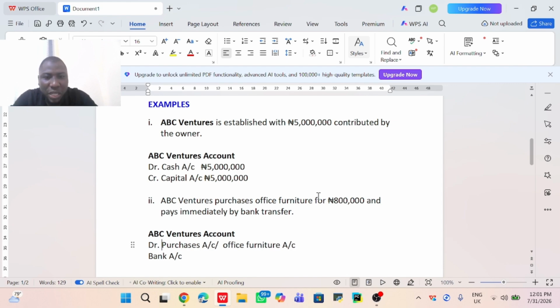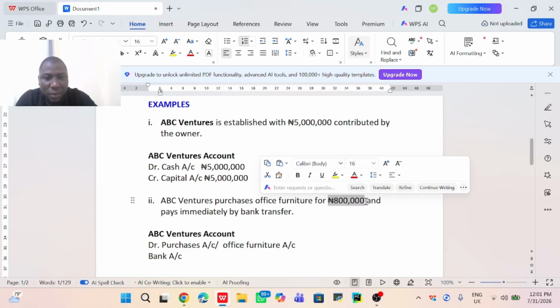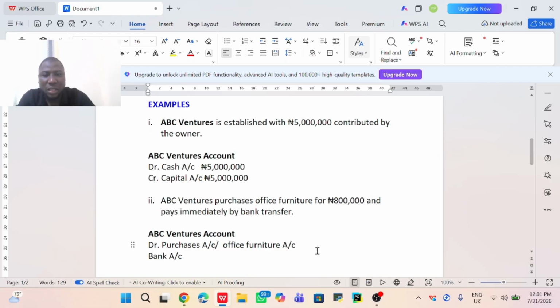With how much? With 800,000 naira. And now, the bank you paid through bank transfer. That means the amount of money you have in your account will reduce. You give out the money from your account to buy office furniture. So that means your bank will be what? Will be credited. Your bank will be credited with how much? 800,000 naira. Please, do you understand this now?